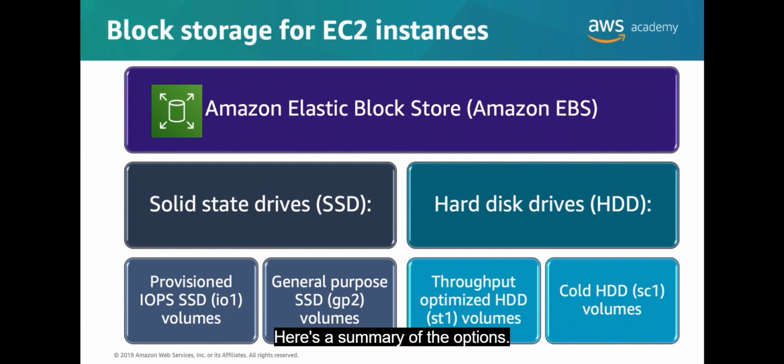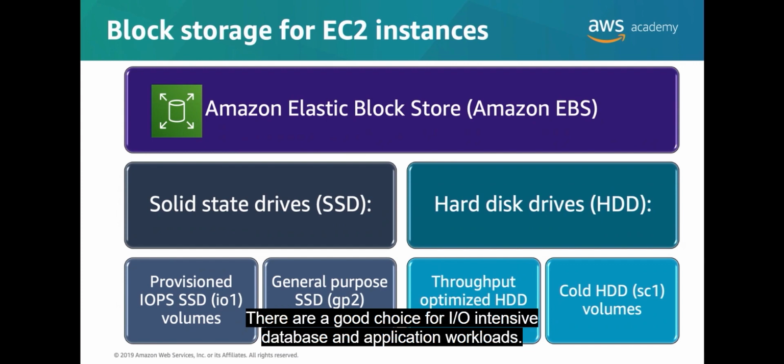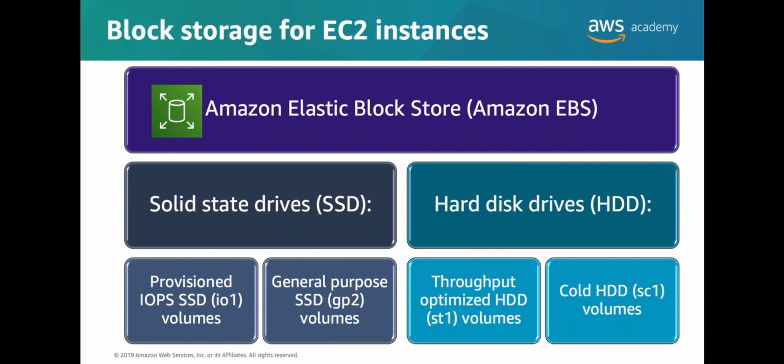Here's a summary of the options. First, provisioned IOPS SSD, or IO1 volumes, offer the overall highest EBS performance option. They're a good choice for I/O-intensive database and application workloads. They also work well for throughput-intensive database and data warehouse workloads, for example, HBase or Cassandra.